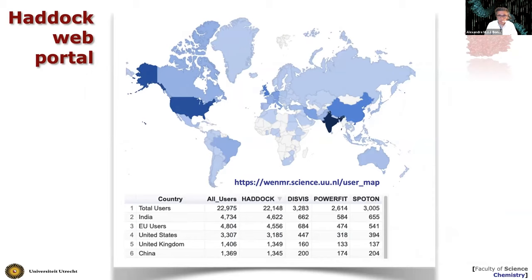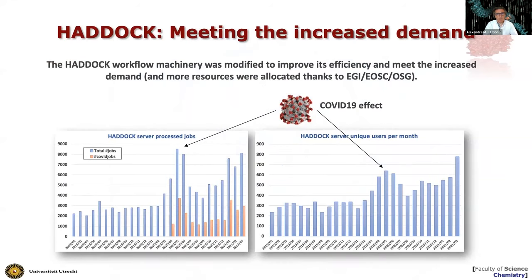So we have passed the cap of 22,000 registered users, with a lot of them in India, the EU together, and then the US as the third leading region, or the second country if you count in that way.